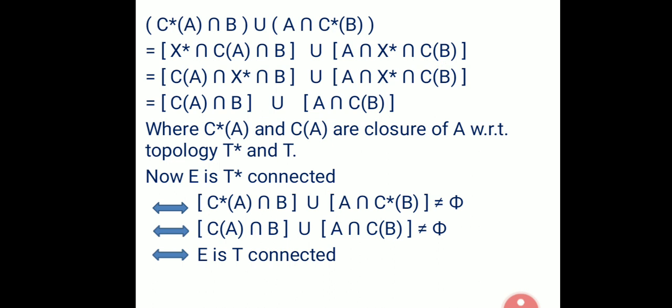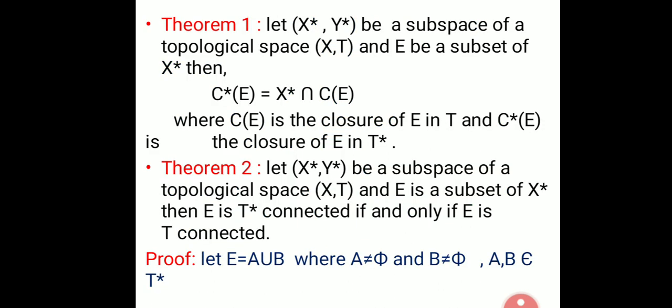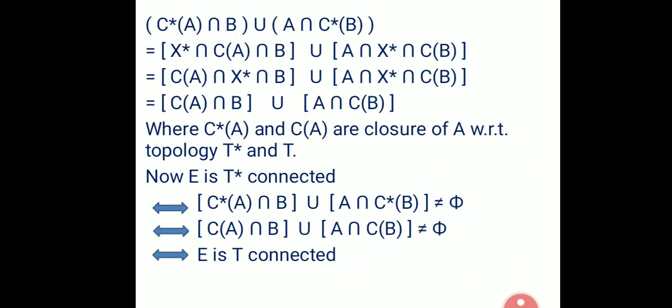Now, as we know that B is a subset of X* and A is a subset of X*, so X* ∩ B is equal to B and A ∩ X* is equal to A. So CA ∩ B ∪ A ∩ CB, where C* A and CA are closures of A with respect to the topologies T* and T respectively.